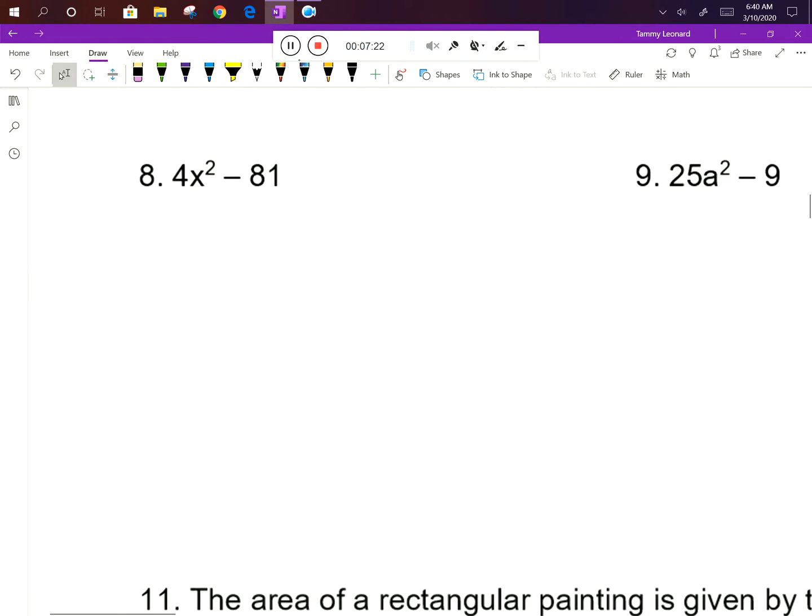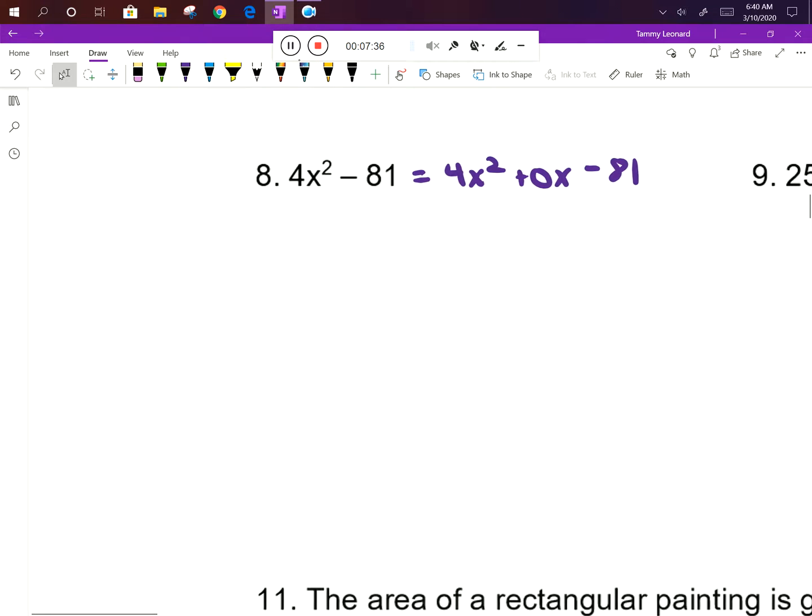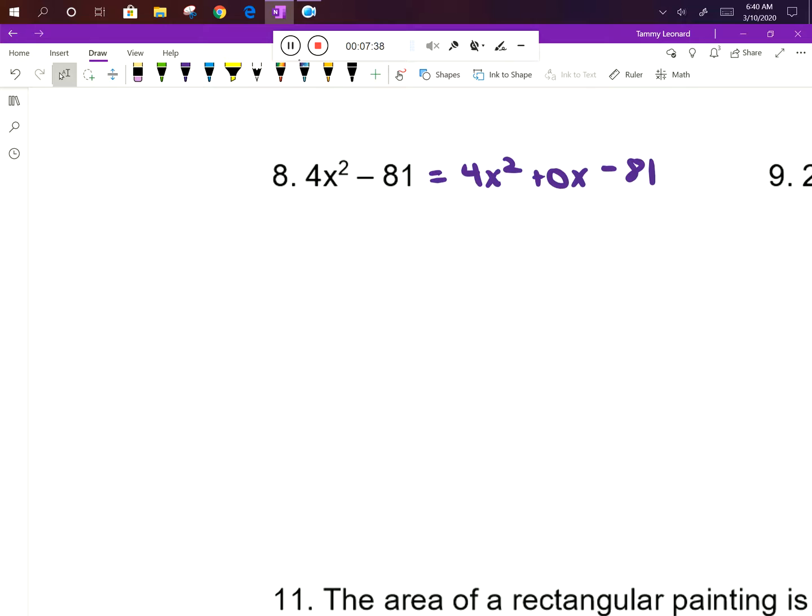In this next one, it looks like a binomial. So remember, we want to think about that as being 4x squared plus 0x minus 81. So this is kind of a large number to think about, but we're looking for two numbers that multiply to make negative 324x squared and add to make 0x.